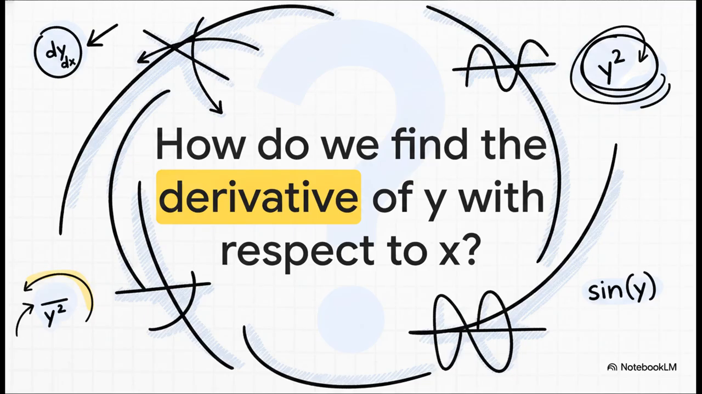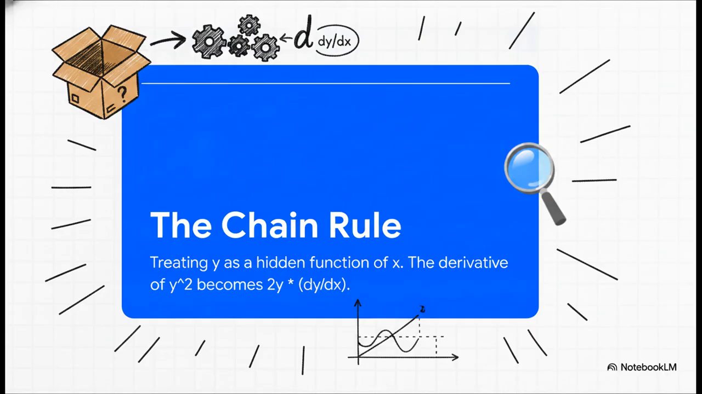But if y is all tangled up inside an equation, say as a y squared or a sine of y, how on earth do we take the derivative of y with respect to x when it's not an x? Well, the answer is the chain rule. We basically have to treat y as a hidden function of x. Imagine y as a closed box. We know there's some mathematical relationship to x inside that box, but we can't easily unpack it.